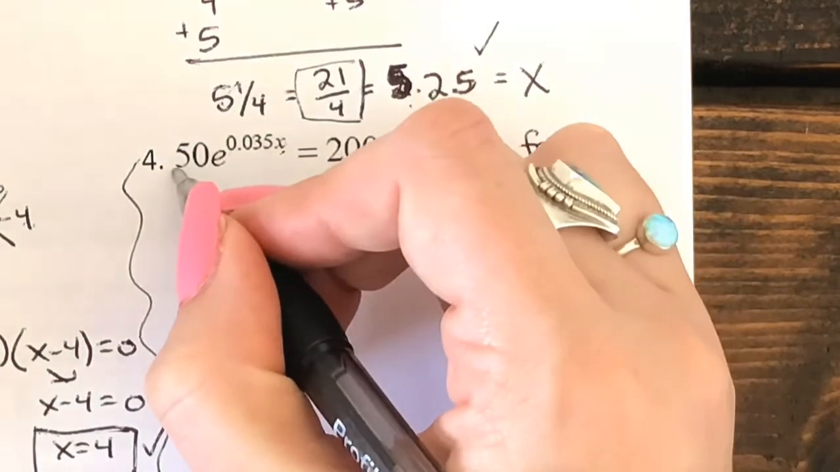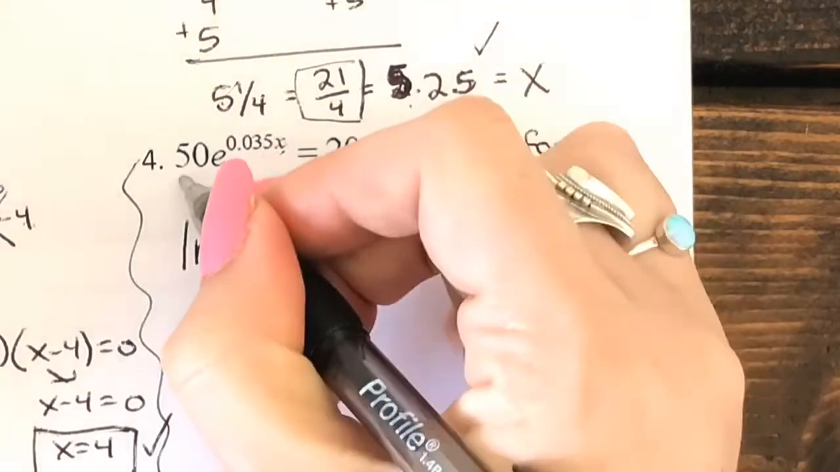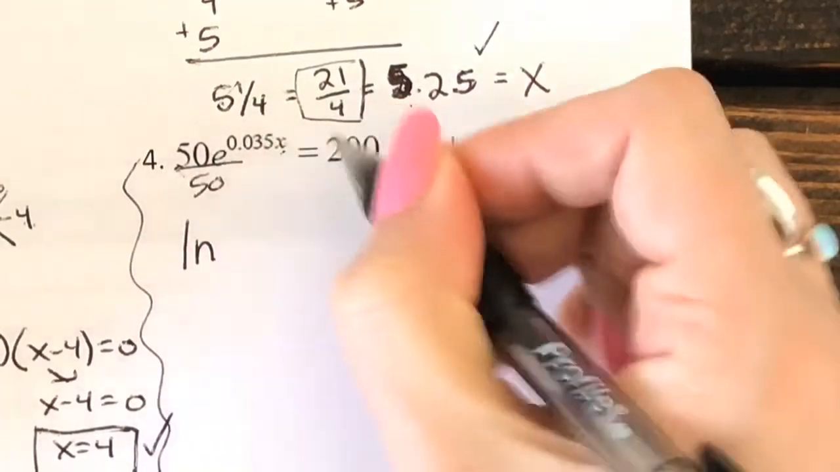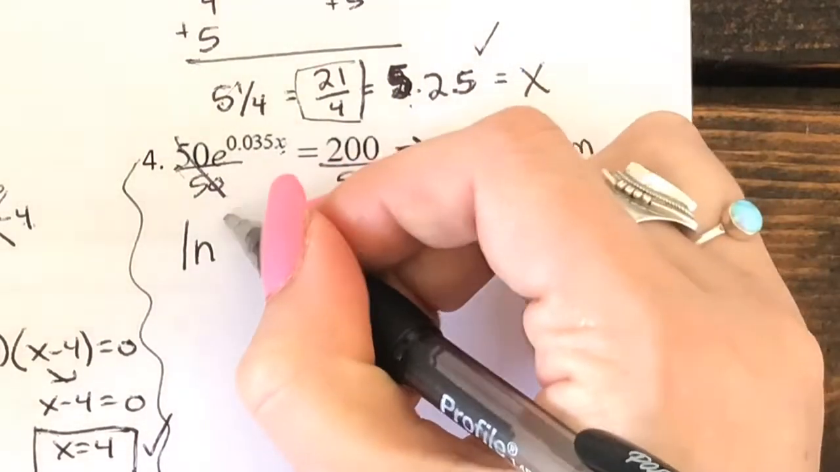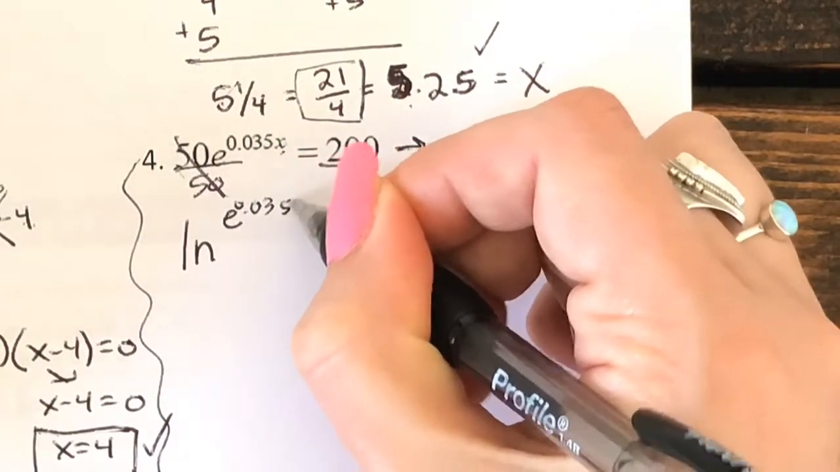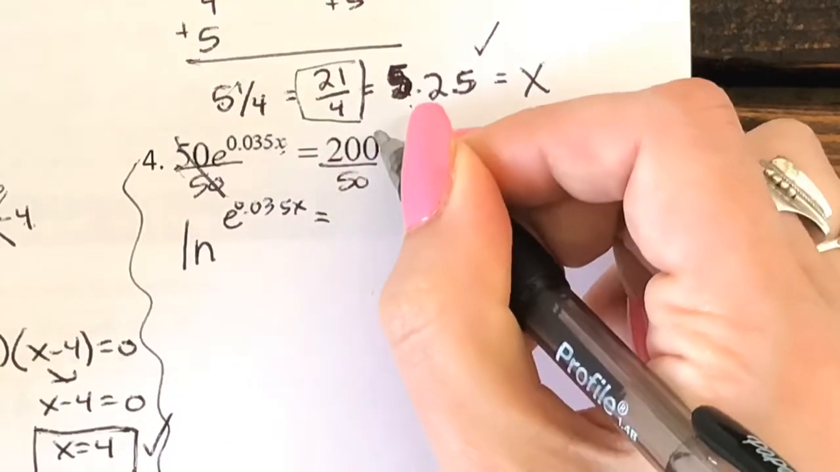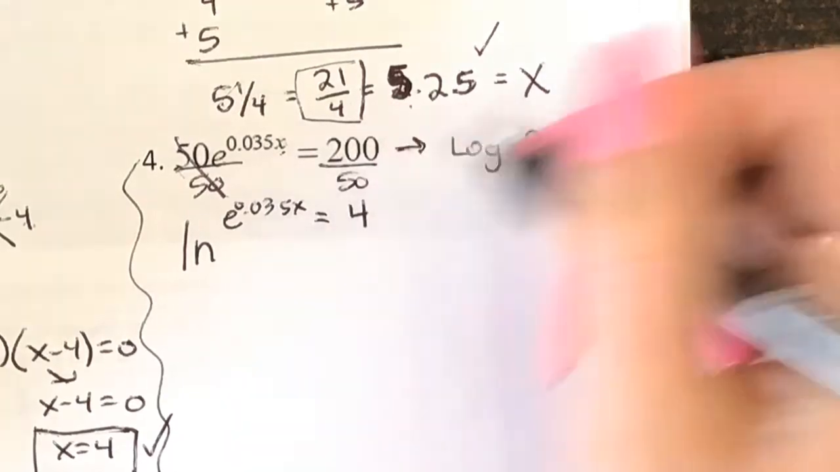And we wanted to actually get rid of this 50 first. So if I divide by 50, let's get this base e alone. We get e to the 0.035x is equal to 200 divided by 50, which is 4.